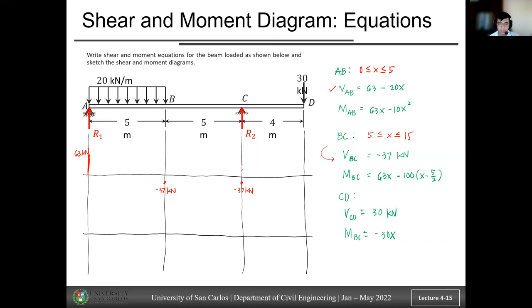So let's say this one is 30. It's not yet drawn to scale, so you have to be super strict about it. Okay. So again, 63 going towards 37. So this one is changing, right?